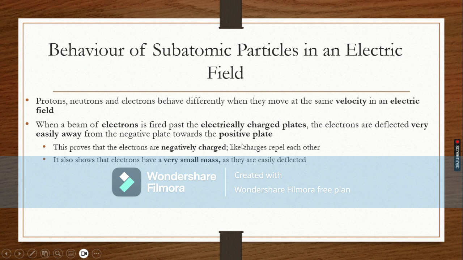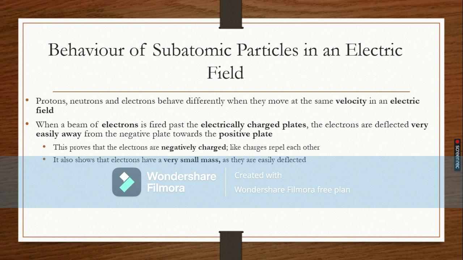Why are they negatively charged? Since like charges repel each other. Like charges means negative and negative. The negatively charged electrons are moving away from the negative plate. Basically, they are repelling the negative plate and moving towards the positive plate. They are being deflected towards the positive plate. This indicates that like charges repel each other and unlike charges attract each other.